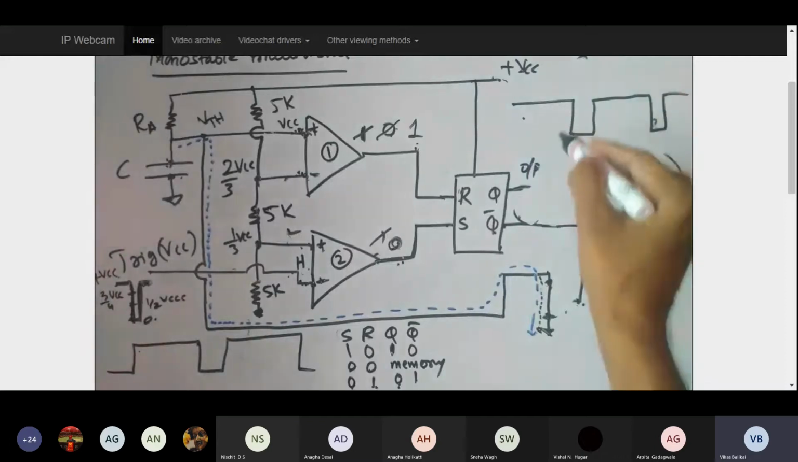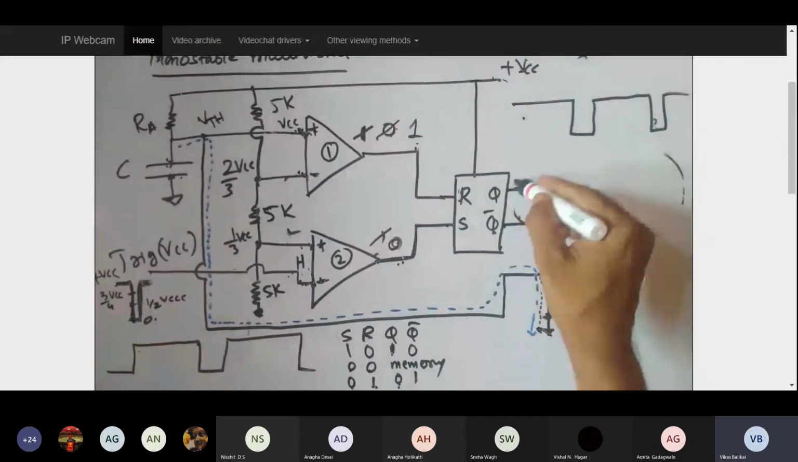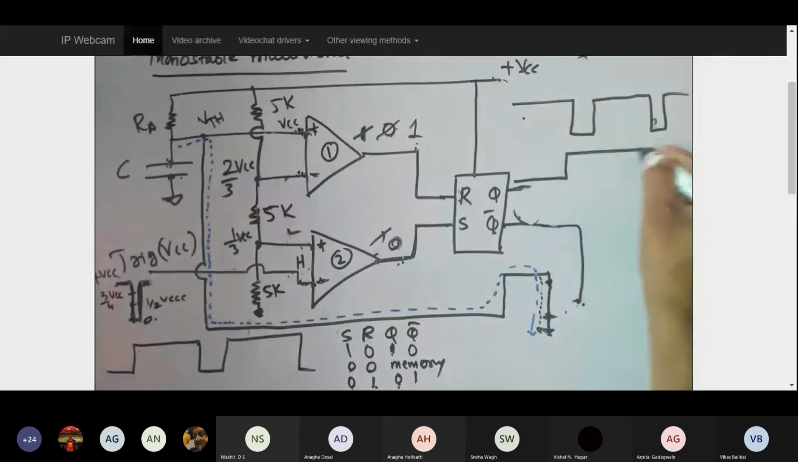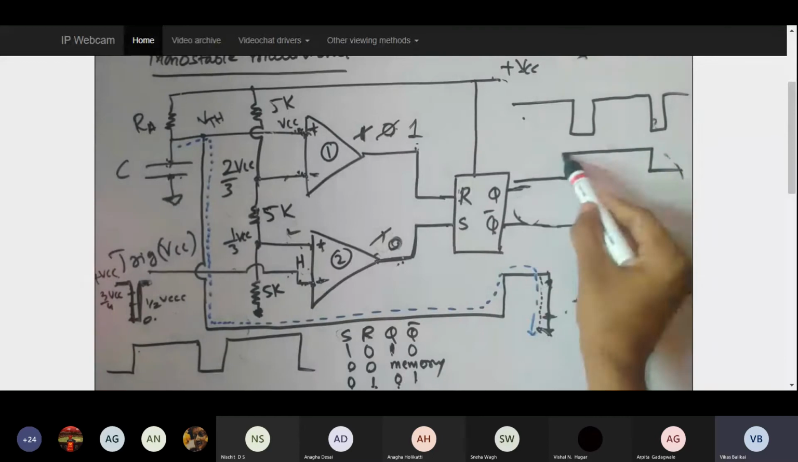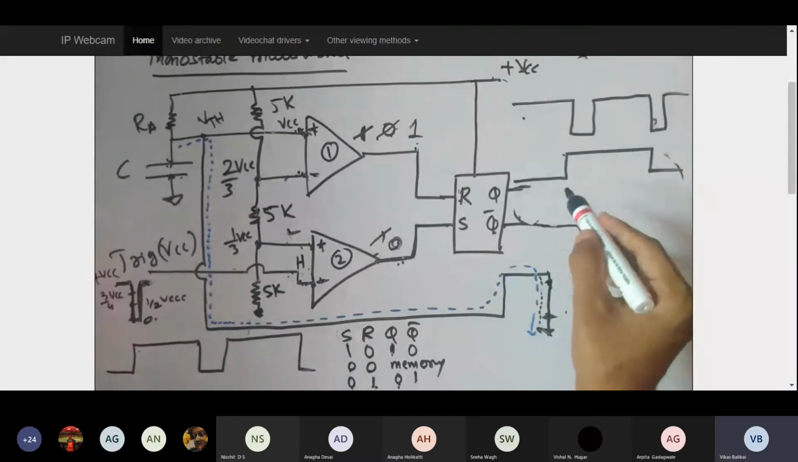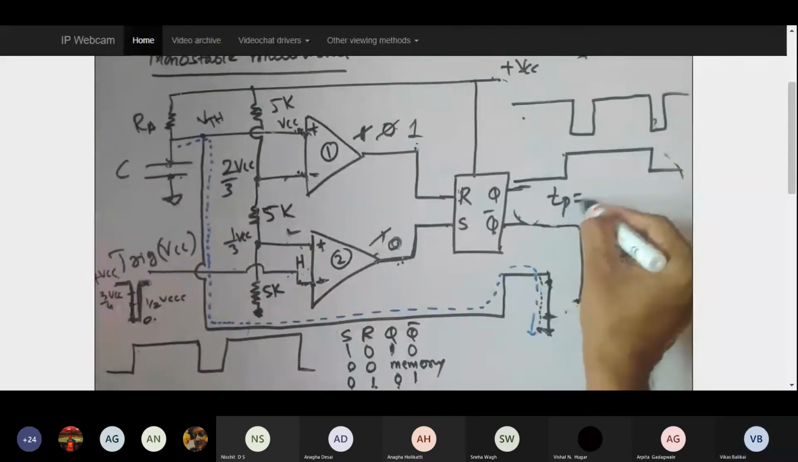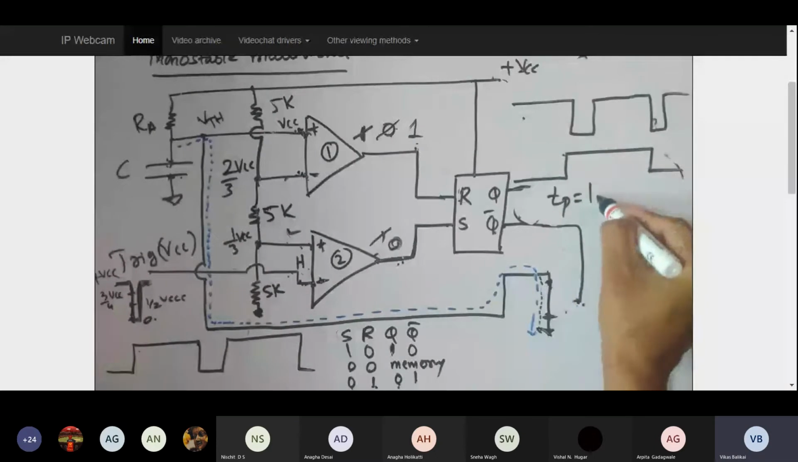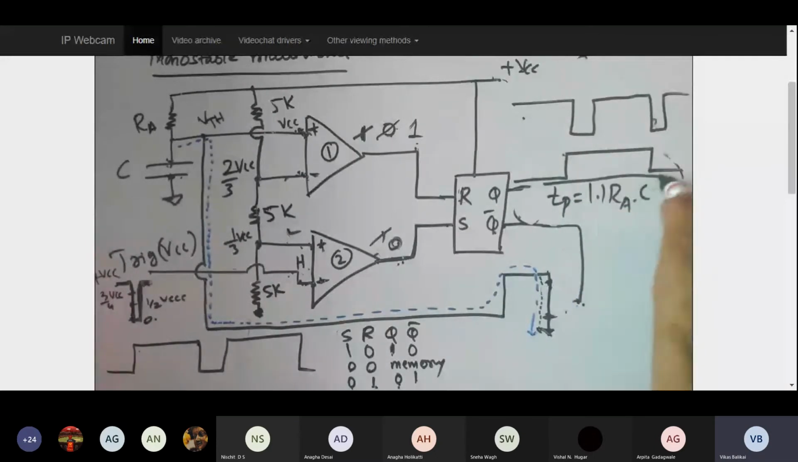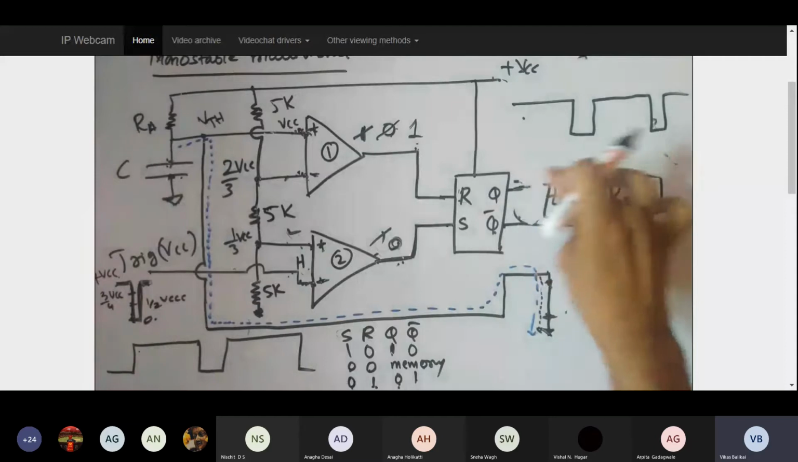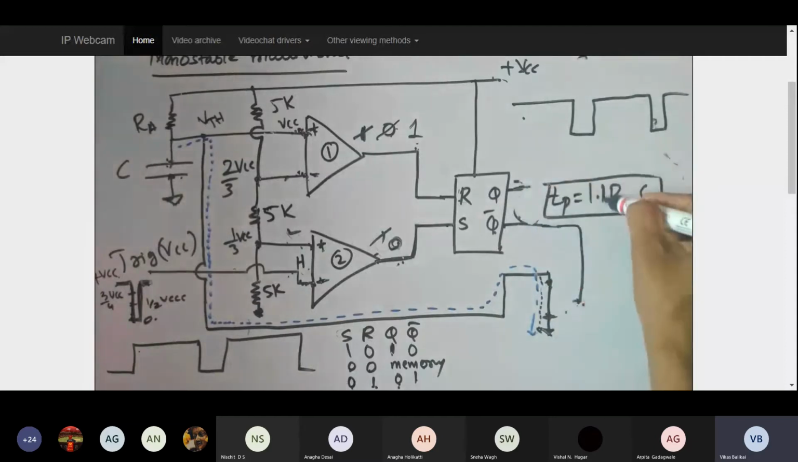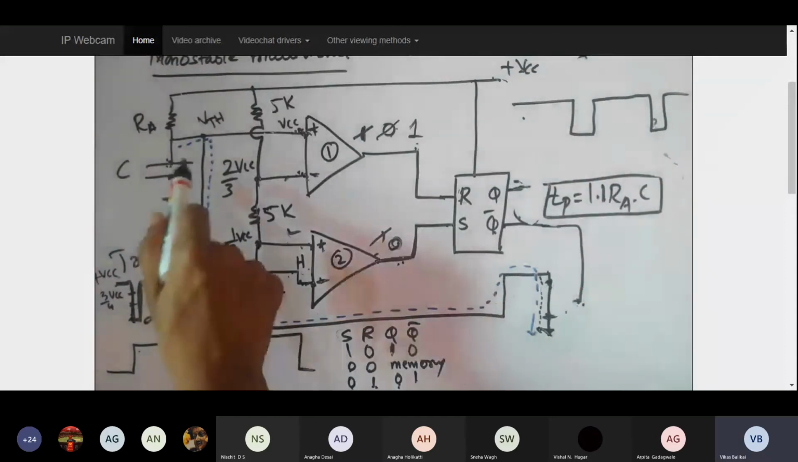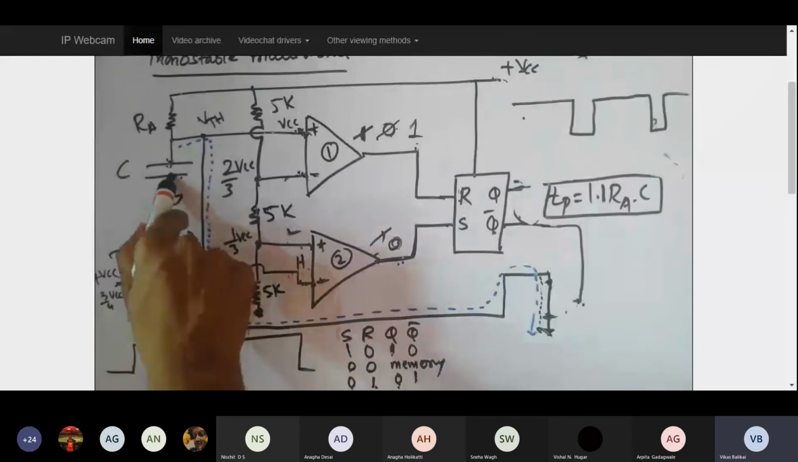Like this, I am going to get the output in terms of a square wave. Now, this particular duration is decided by this particular time period, Tp is equal to 1.1 Ra into C. Now let us not bother about why this 1.1 is coming over here. It is based on some calculation. Again, it will be deviating from the concept if I try to explain why this 1.1 is coming. It is based on the charging and discharging mechanism of the capacitor, or basically this R and C network.